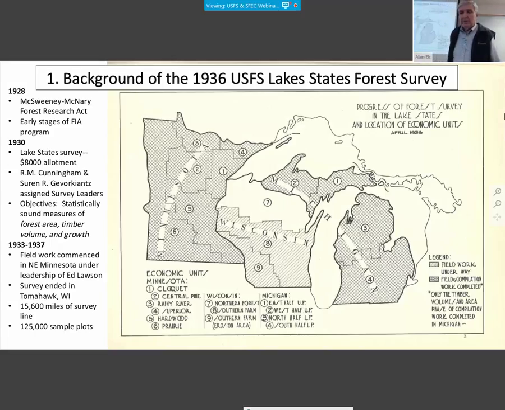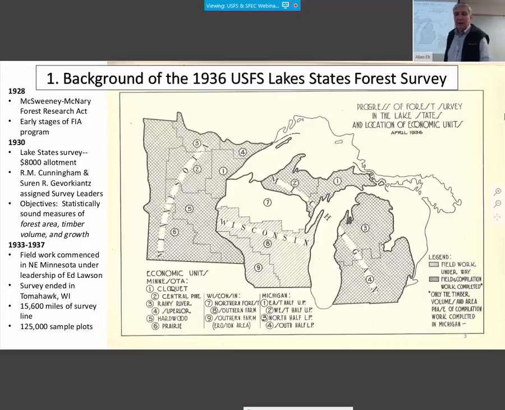So the Lake States Forest Survey, which involved Minnesota, was developed beginning with the 1928 McNary-McSweeney Act, early stages of the FIA program. Back then it was just called Forest Survey. And the Forest Service kind of had two areas of work. One was economics and the other was Forest Survey, and they melded together fairly well. They were really thinking about developing society much more so than we would today in terms of conservation thinking, although that was really much of their thinking.